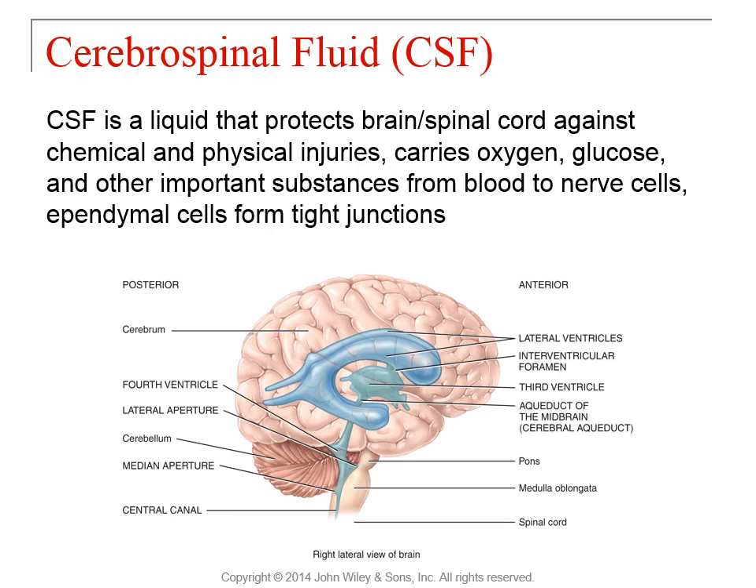You have the third ventricle, which is connected by the interventricular foramen. And finally, it's going to attach to the fourth ventricle by what's called the aqueduct of the midbrain, called the cerebral aqueduct. And then further down, as it travels to the spinal cord, it's going to go through the median aperture.